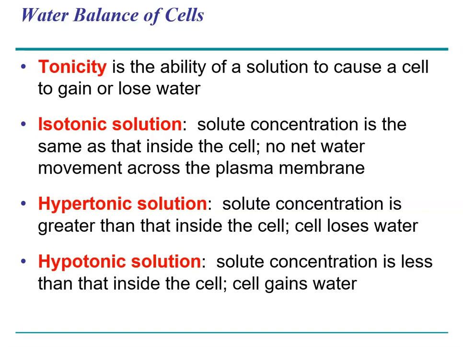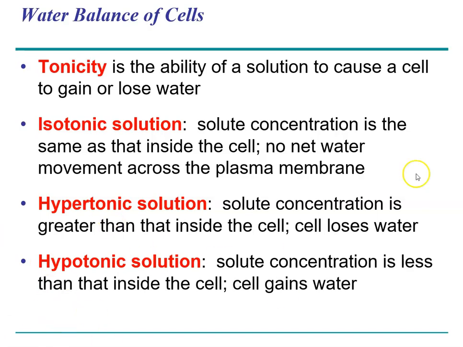There are three different types of solutions based on how much of a solute they have compared to what's inside the cell. If the concentration of the solute in the solution is the same as the cell that's bathing in that solution, then that solution is referred to as being isotonic. And in an isotonic solution, there's going to be no net movement of water in or out of the cell. There's no particular direction that the majority of the water is flowing, because it's going to be equal in and out of the cell. And that cell would be said to be in a state of dynamic equilibrium.